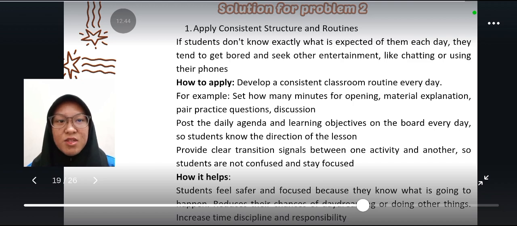How does it help? Students feel safer and focused because they know what's going to happen. It reduces their chance of daydreaming or doing other things, and increases time discipline and responsibility.